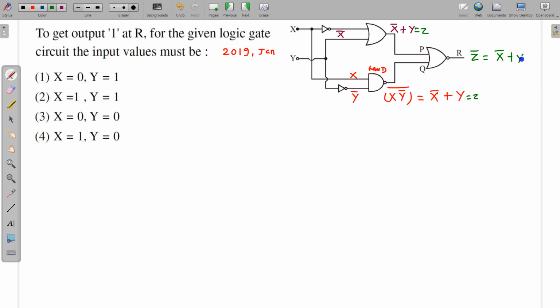This is x bar plus y whole bar. Again we can convert this into an AND operation, and this x bar will have a bar, so it will become bar free. This y will have a bar now, so this is finally x y bar. So the result of this is R, which is x y bar, and this R should be 1. This is AND of x and y bar, and this should be 1, and for y bar to be 1, y should be equal to 0. So x is equal to 1 and y is equal to 0 will give us R equal to 1. So option 4 is correct.